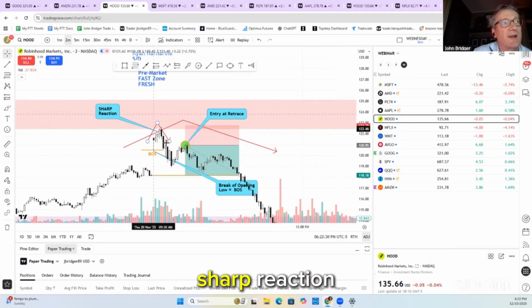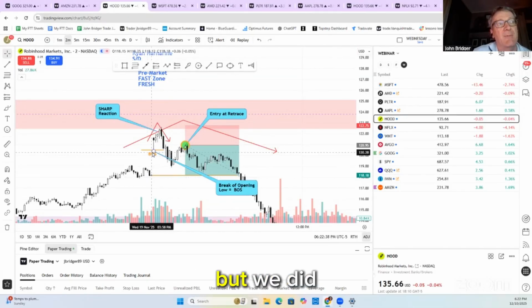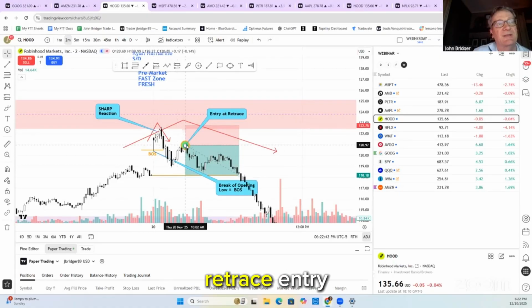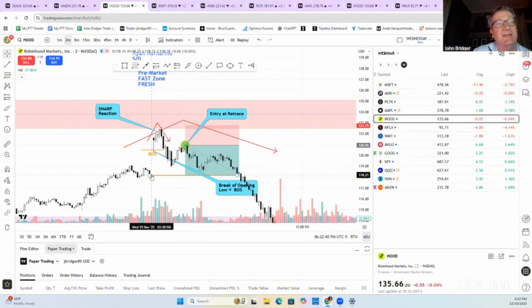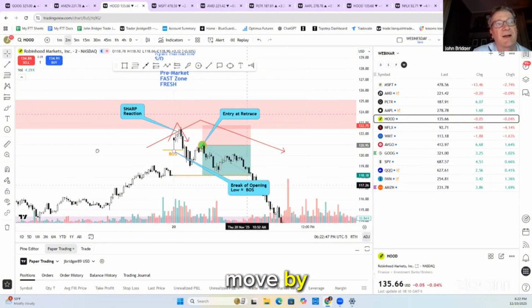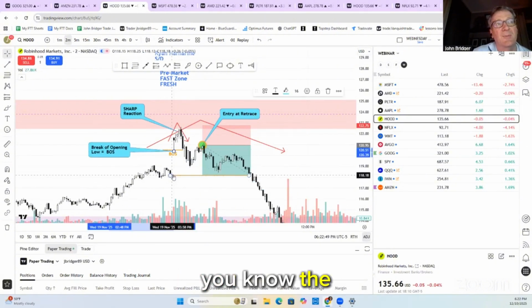Nice, sharp reaction, just touched the zone, broke the opening day low. Now, we didn't break the prior day close, but we did break the opening low, right? Came in, got a nice retrace, entry, and then took it. Basically, I think it's a good move, Brian, basically playing it to the prior day close.